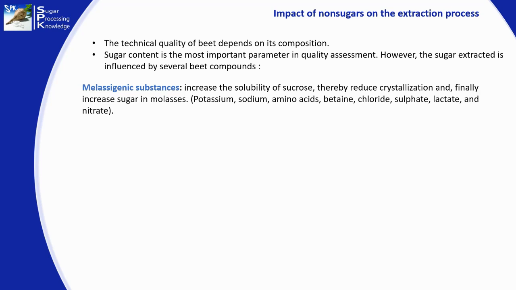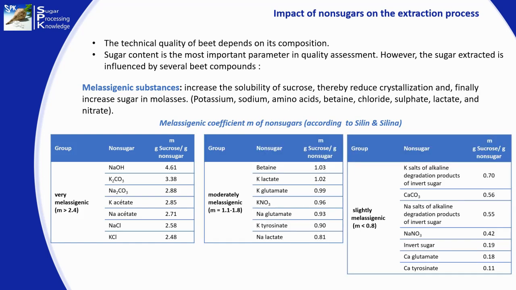These molassogenic compounds are classified according to their molassogenic effect, i.e. the quantity of sugar retained per quantity of non-sugars. Thus, according to their molassogenic powers, we find compounds that are very molassogenic, moderately molassogenic, and slightly molassogenic.